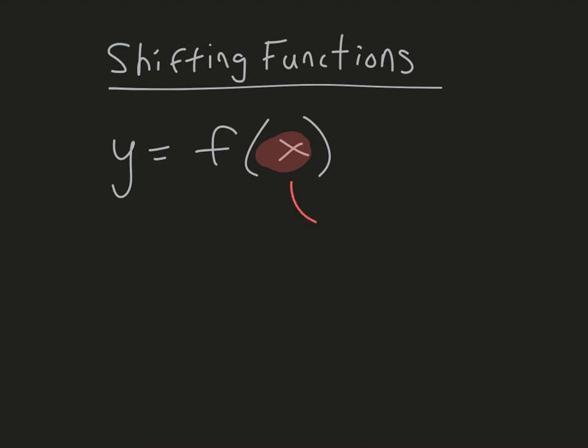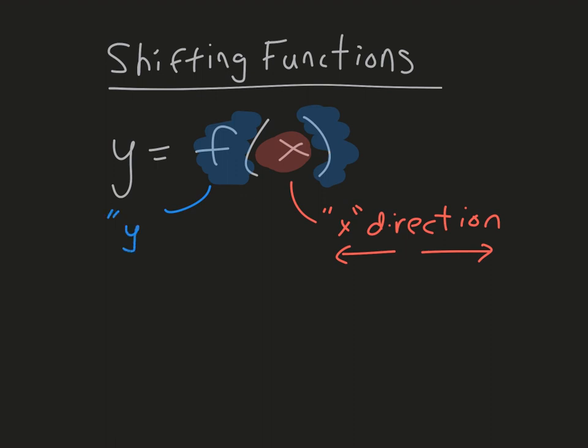your input affects your left to right direction. So that x on the inside, we can call that the x direction. That's going to be influencing your shifts to the left and shifts to the right. Whereas any sort of operation that occurs to the f of x, on the outside of the function, if you will, that's going to affect your vertical, your y value, kind of like your y direction. So that's where your graph is going to be shifted up and shifted down.